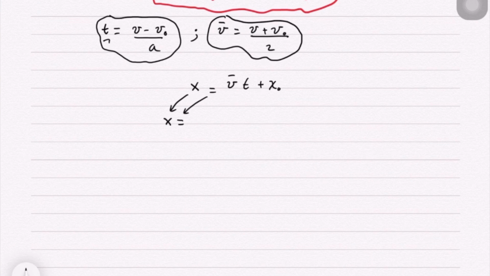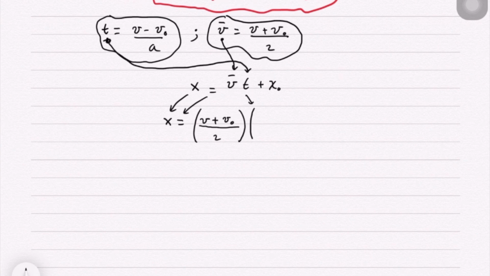Alright, so now we can start combining it. x is equal to average velocity, which we get from above, is equal to v plus v sub naught divided by 2. And then t is equal to v minus v sub naught over a. And then we just transfer the x sub naught down. The rest is just cleaning up the algebra.